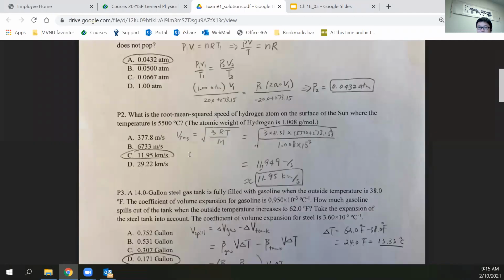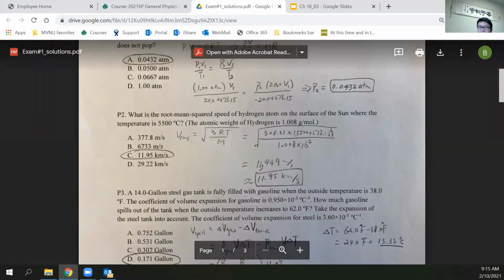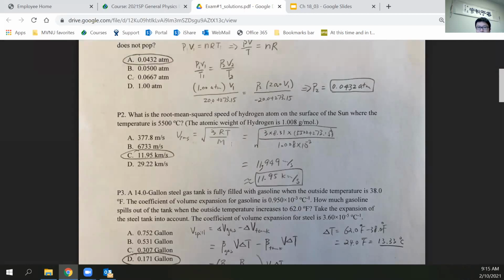Number 2 is on the root mean square speed of hydrogen gas. A lot of you didn't multiply the molar mass by 10 to the negative 3 to convert to kilograms. That's one of the common mistakes you made on this one. Otherwise you just plug in the numbers here: square root of 3RT over M. This equation is given in the formula sheet. The T you also want to convert into Kelvin. So there are 2 conversions you need to pay attention to.